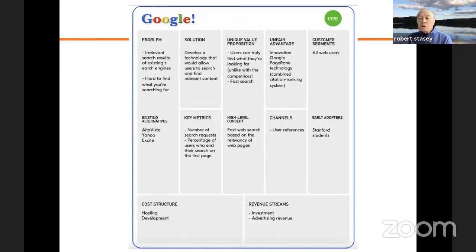So let's look at this. If you take a look at the business model canvas here, the early adopters were Stanford students. Their customer segment was all web users. And the problem they were trying to solve is that when you and I Google, we want the data that comes up to be relevant and to solve what we're searching for. Their page ranking system did that, and that was something people really liked, and it then took off. You got a fast search, you got the information that you wanted.